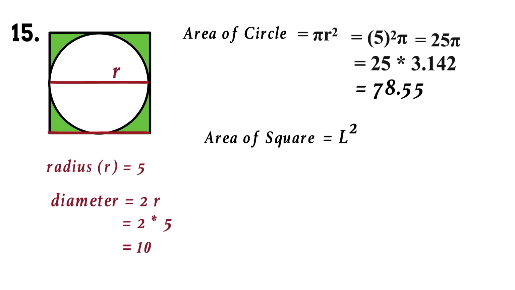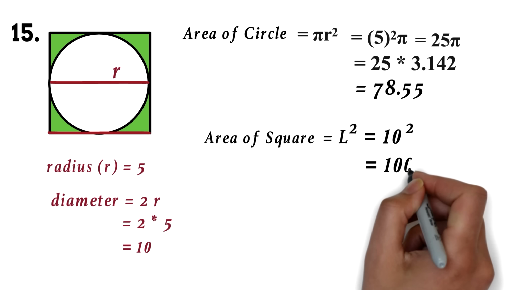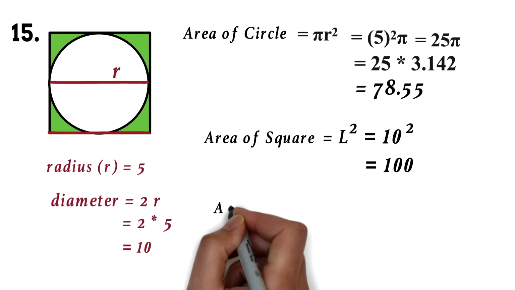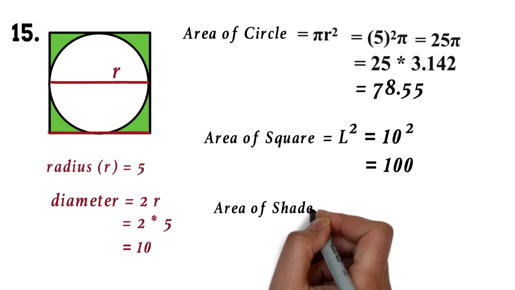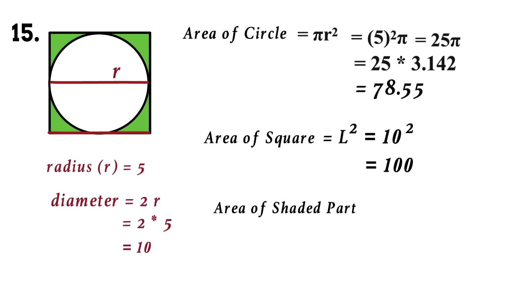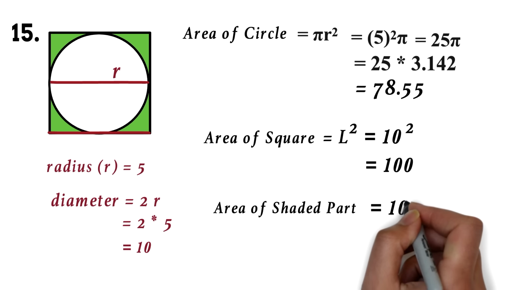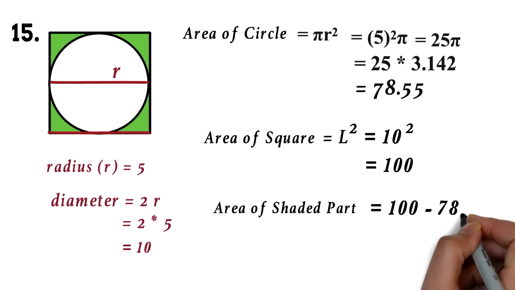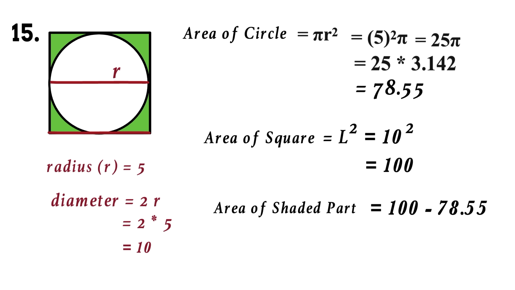Now, we find the area. The area will be 10 squared. This will give us 100. Finally, we subtract the two areas to get the area of the shaded portion. We have 100 minus 78.55. The area of the shaded portion is therefore 21.45.